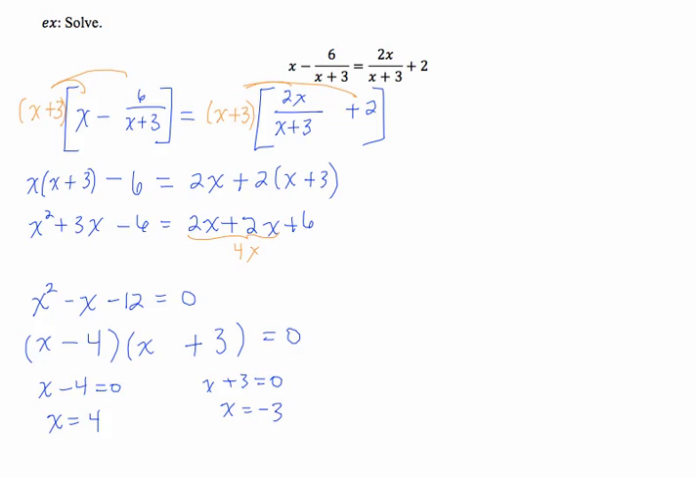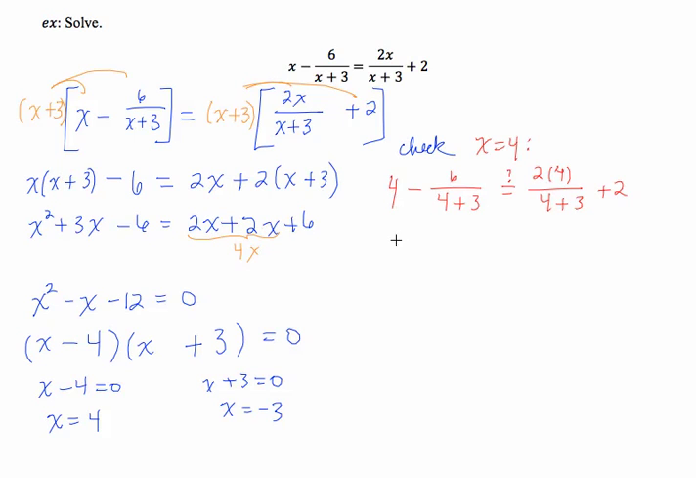And so now we go check. Let's check x equals 4. Does that solve the original equation? Let's see. We have 4 minus 6 over 4 plus 3. Does that equal 2 times 4 over 4 plus 3, all plus 2? Now this is not nearly as messy as that previous one, so let's just do this one algebraically.